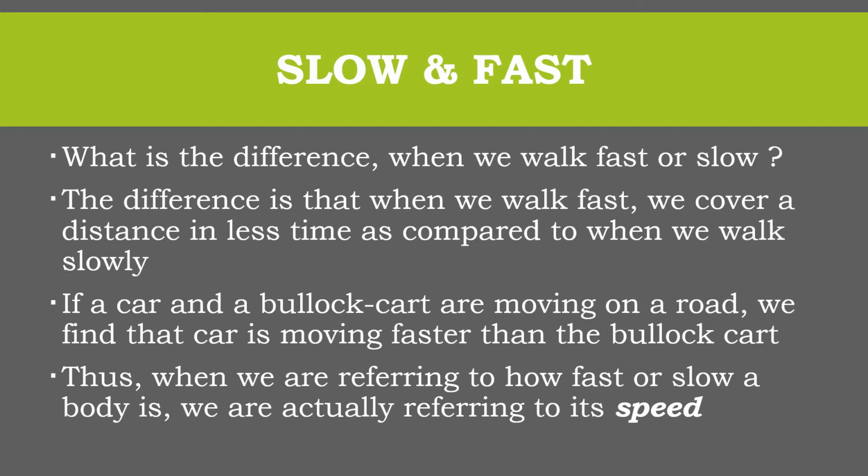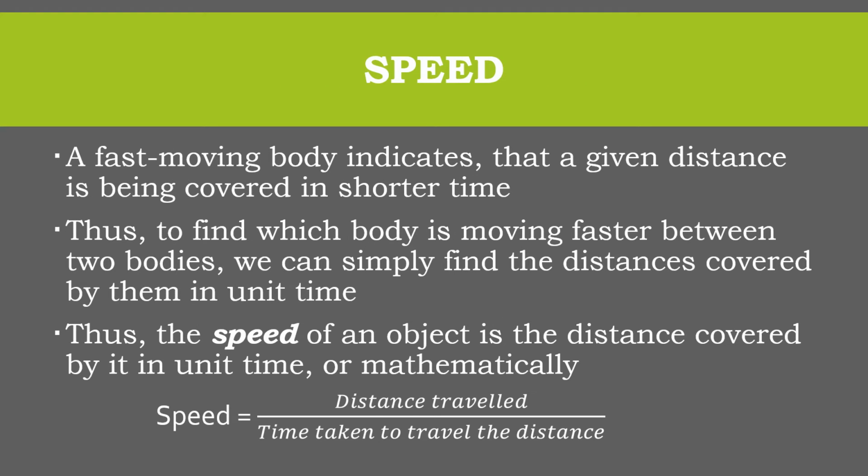The next example. If a car and a bullock cart are moving on a road, we find that the car is moving faster than the bullock cart. Thus, when we are referring to how fast or how slow a body is, we are actually referring to its speed. A fast moving body indicates that a given distance is being covered in shorter time.